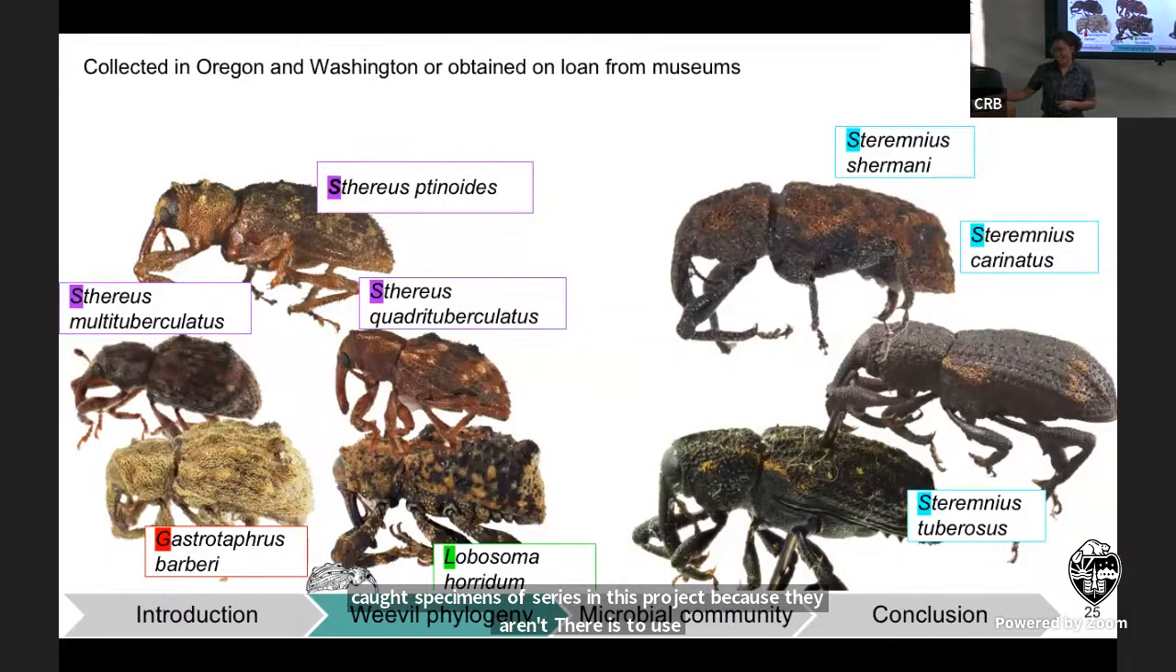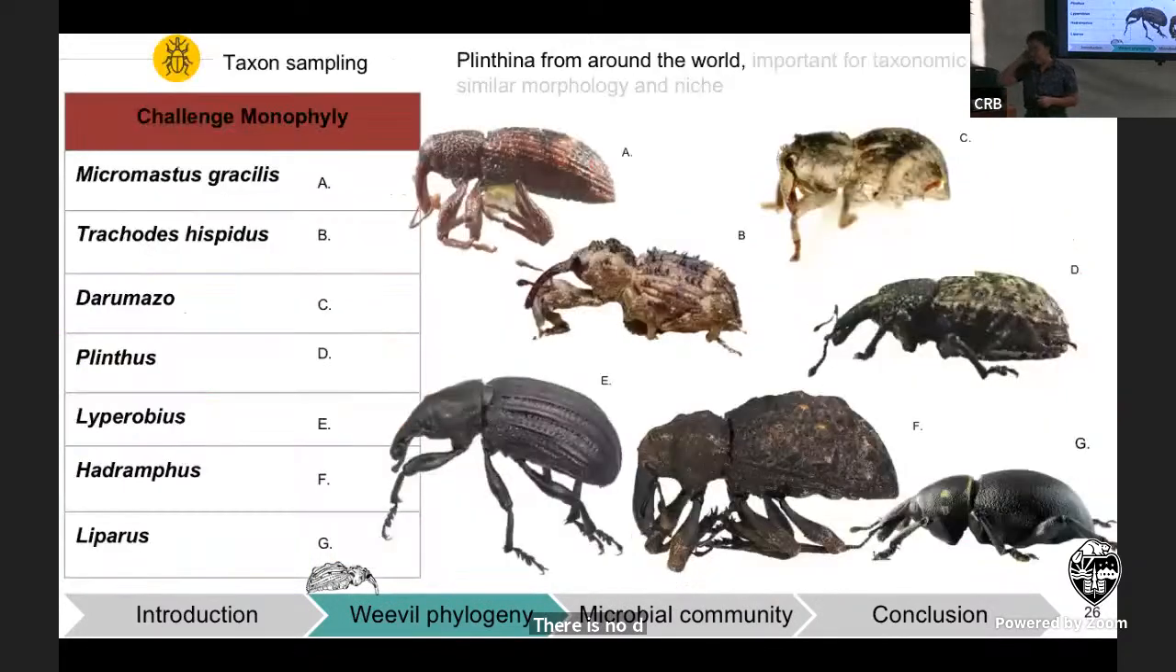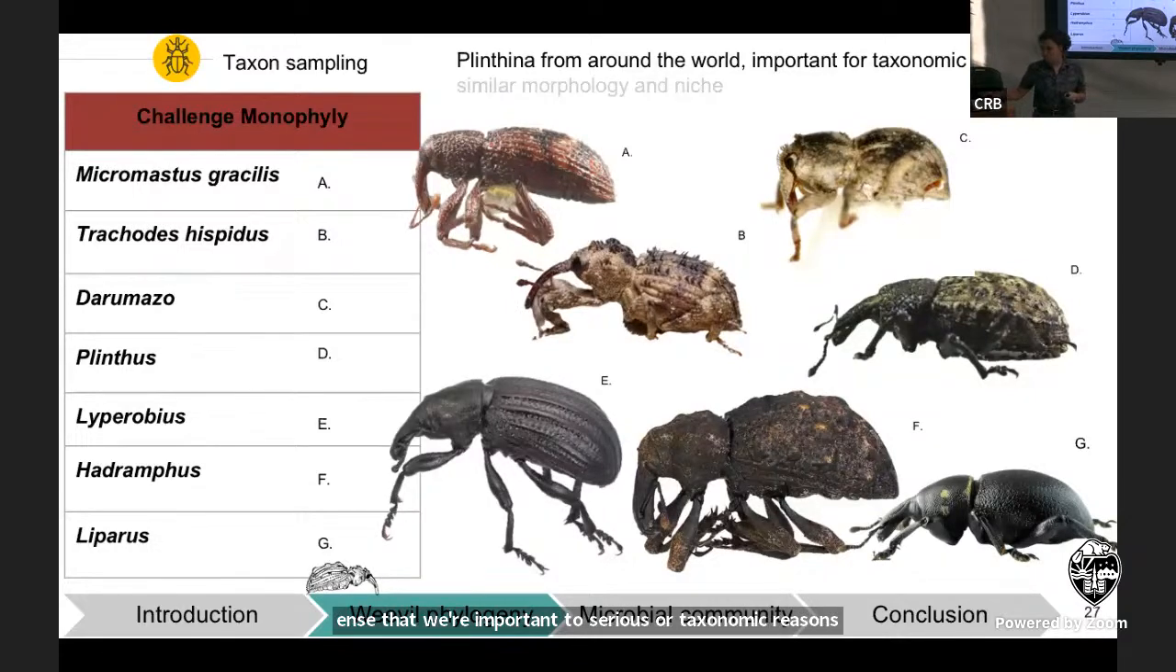Stereas tenoid D. Stereas tenoid. Okay. In addition to this, I included specimens that canvassed Plynthona from around the world. And I also included specimens that were important to Stereas for taxonomic reasons or were from a similar morphology and niche.